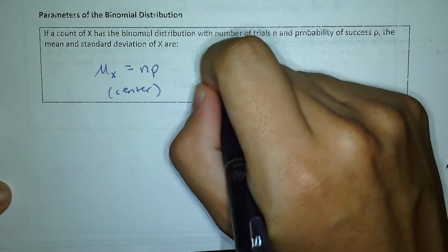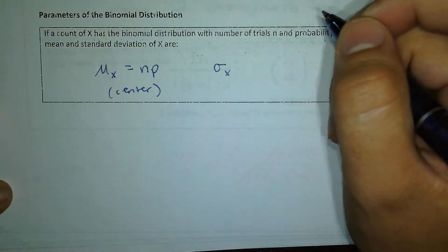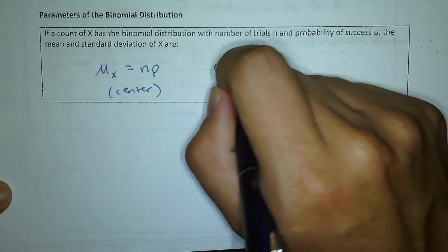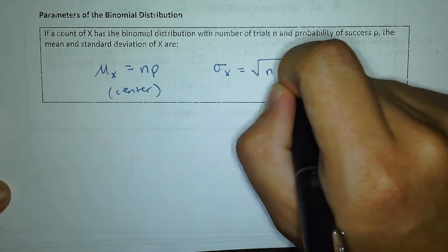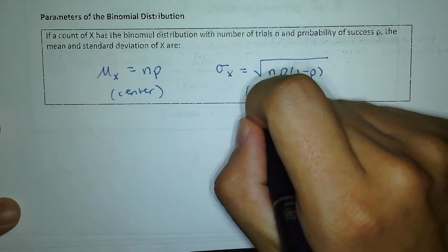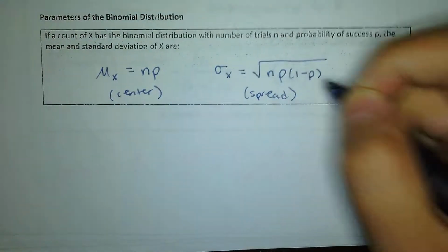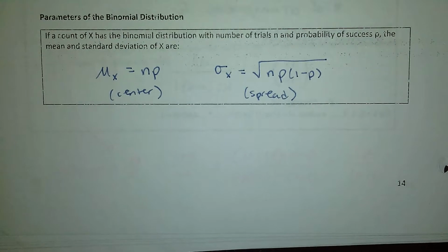And then our spread, or our standard deviation here, is going to be the square root of the number of trials times the probability of success times the complement of the success. So that's going to be our spread. And in order to find the shape, we would just plot these and look at the histogram or whatever graphical representation we choose here. But again, we always want to comment on our center, shape, and spread. So we at least have a mathematical way to find the first two elements here.